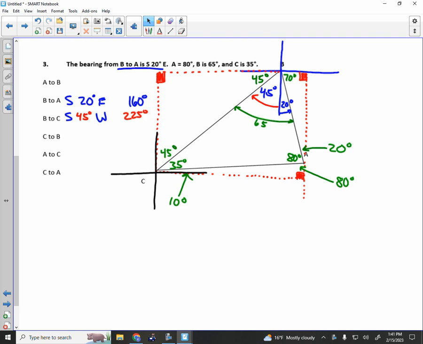So I'm at C. I'm going to go to B. General direction to get from C to B. C to B, northeast.